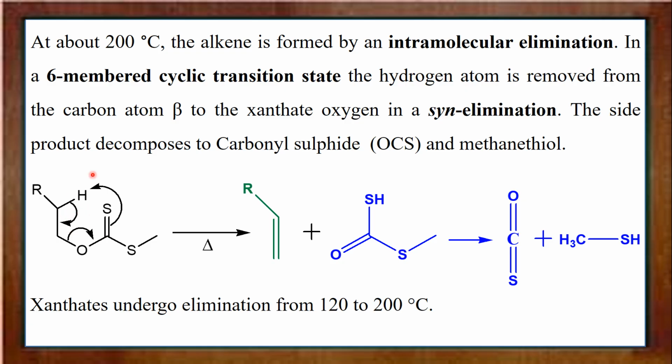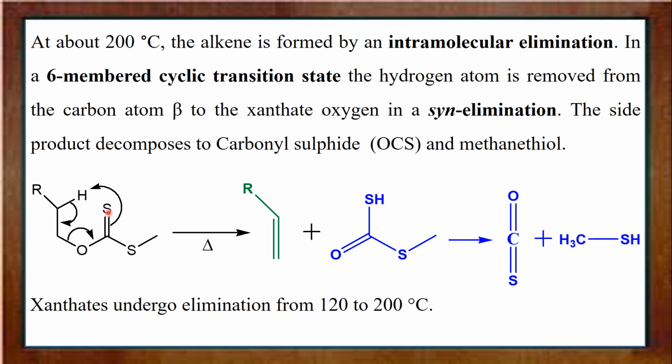This is the methyl xanthate we have obtained from the first step. When it is heated to a temperature of about 120 to 200 degrees centigrade, an alkene is generated through an intramolecular elimination. This reaction goes through a 6-membered cyclic transition state.